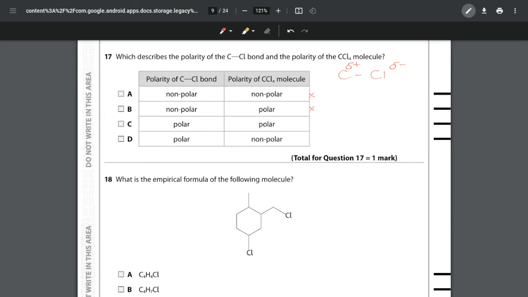So now we need to look at the shape. CCl4 is going to have a tetrahedral shape. But this means that each of the dipoles are being pulled equally in opposite directions, which means overall this is a non-polar molecule. So whilst we have polar bonds, we have a non-polar molecule. So our answer is C.